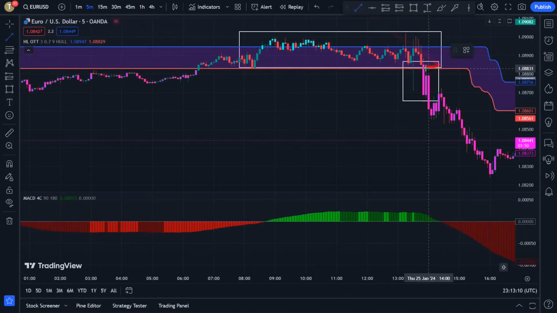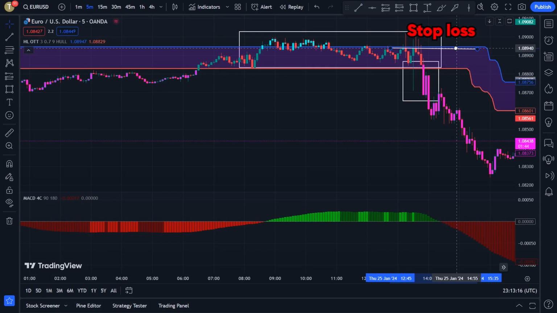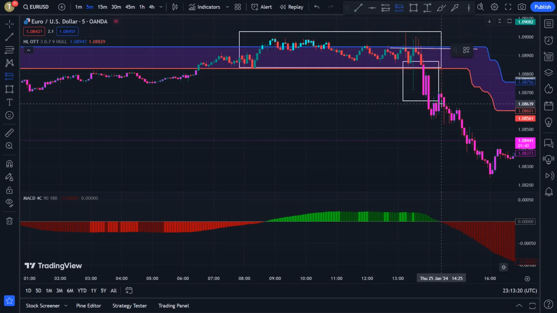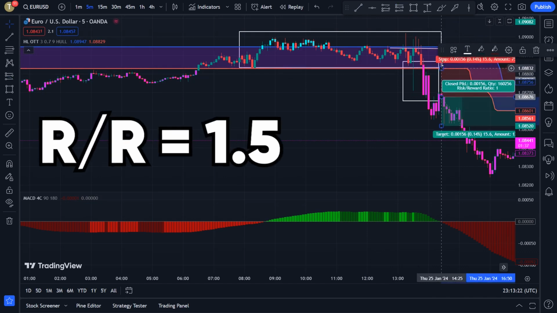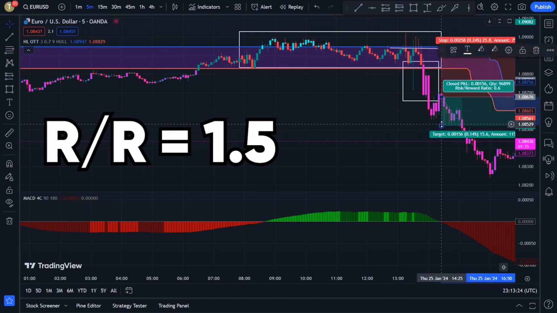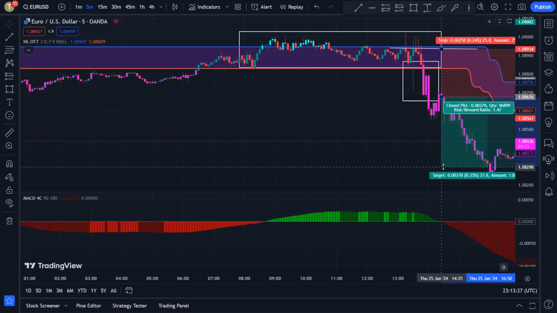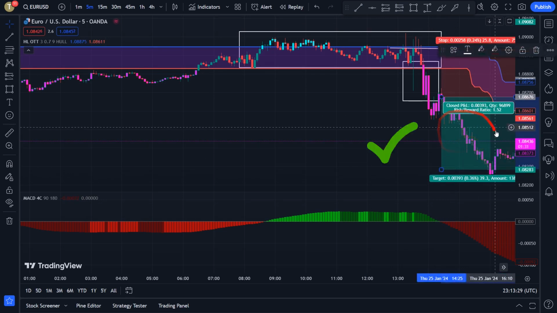At this point, we can use the upper line of the HLOTT indicator for the stop loss. And risk to reward ratio will be 1 to 1.5. And wait for the market to reach our take profit and close the trade with a profit.